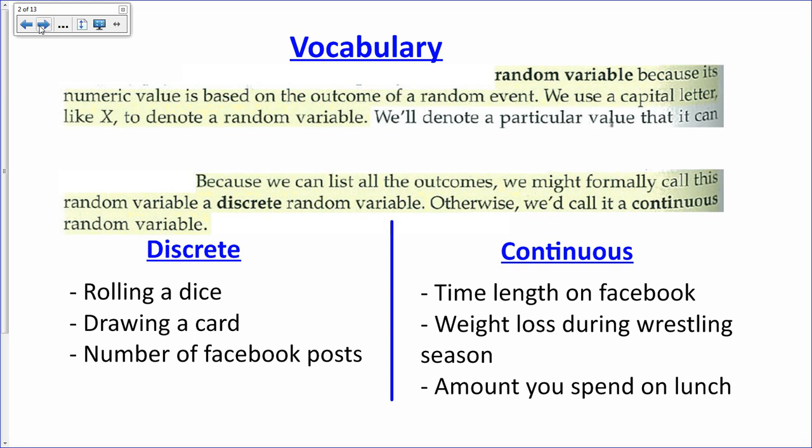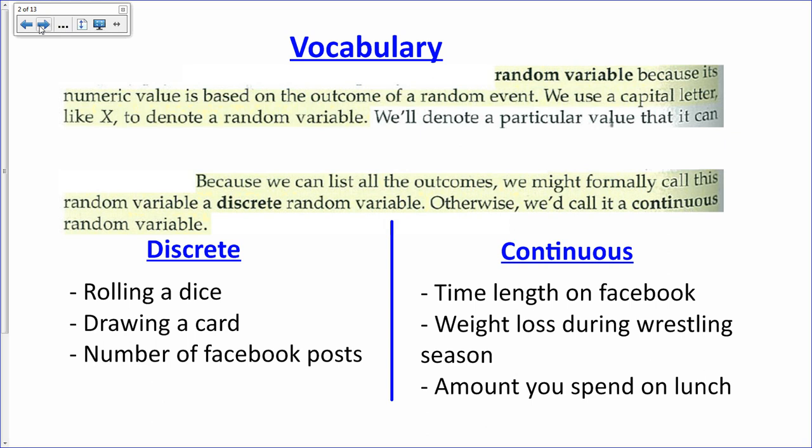Now, random variables could be discrete or they could be continuous. Discrete is where they're separate individual numbers, like rolling a dice could be 1, 2, 3, 4, 5, or 6. You can't roll a dice and get 3.5 or 2 1/3. Okay? Drawing a card, again, there's only certain numbers that can be drawn. The number of Facebook posts has to be a whole number. You can't have 2.5 Facebook posts.